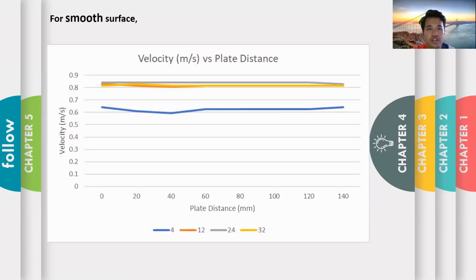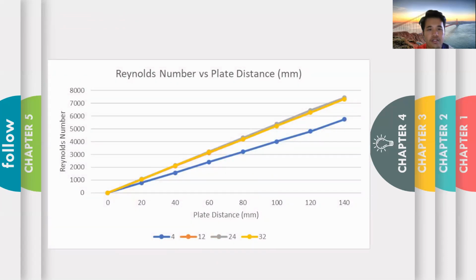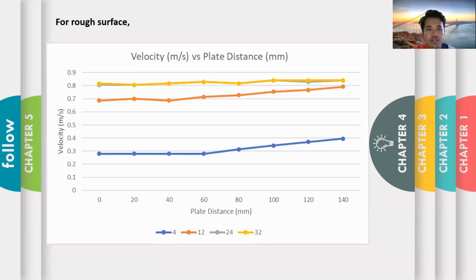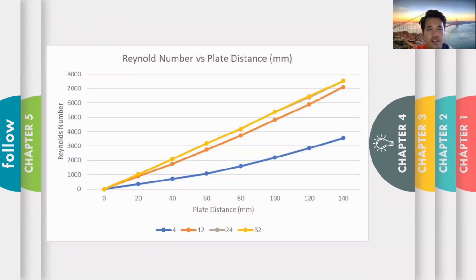For the smooth surface, this is the velocity versus plate distance, and this is the Reynolds number. We can see that as the plate distance moves further away, there is an increase in the Reynolds number. This is the graph for the rough surface, velocity versus plate distance, and this is the Reynolds number. It shows the same trend as the smooth surface.